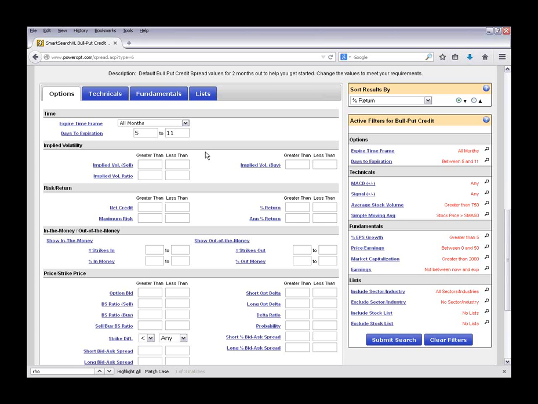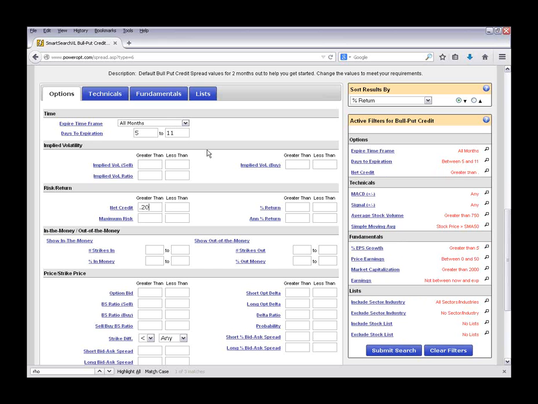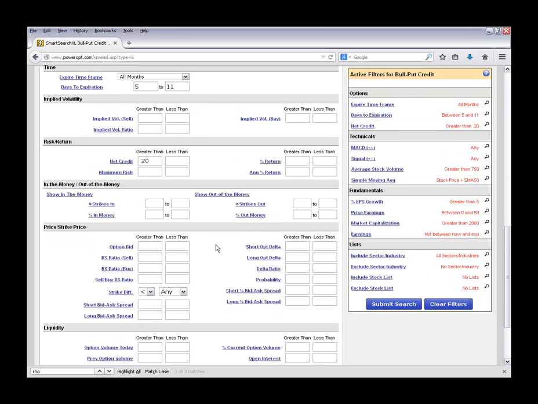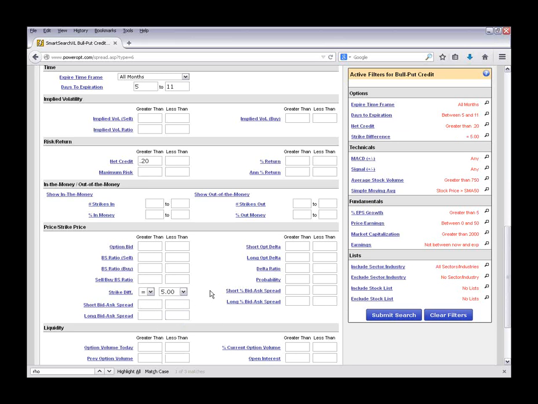Net credit, okay, we're going 5 to 11 days out. Well, reasonable net credit might be something. Let's start off with just 20 cents, okay, 20-cent premium total for selling our put and buying our put. Now, what do we know when we're doing a bull put? Well, in addition to knowing that we want a premium, I'm going to keep my strike differences at 5, okay? I'm just going to put in a strike difference. You can put in less than or equal to or greater than or equal to. I'm just going to put my strike differences equal to 5 points for right now to keep things simple.